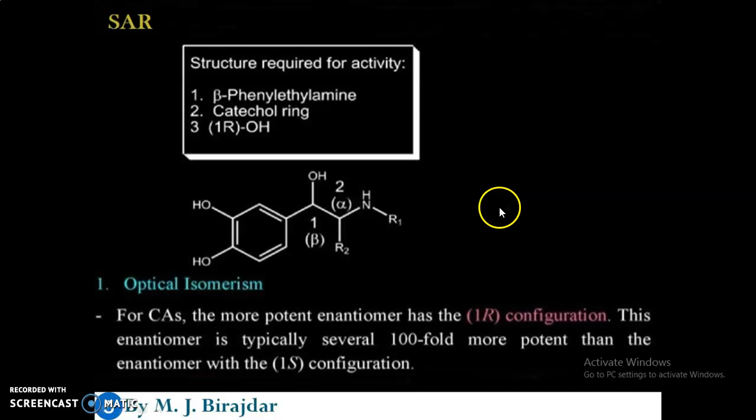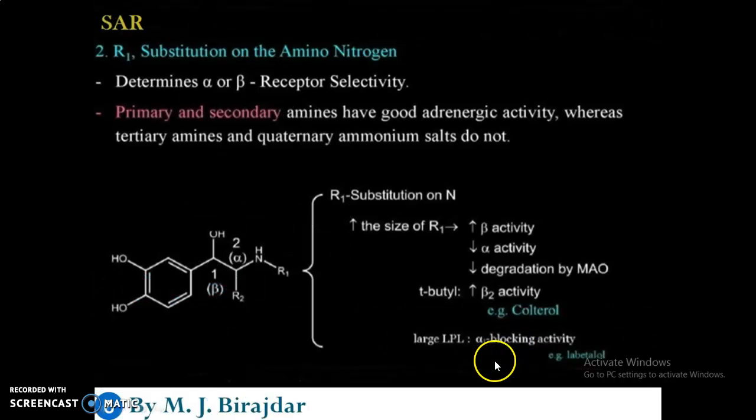This is the formation of the various catecholamines. This is the optical isomerism at the alpha carbon and beta carbon. For catecholamines, the more potent enantiomer has the R configuration. This enantiomer is typically several hundred fold more potent than the enantiomer with the S configuration, meaning the R configuration is more potent as compared to the S configuration.